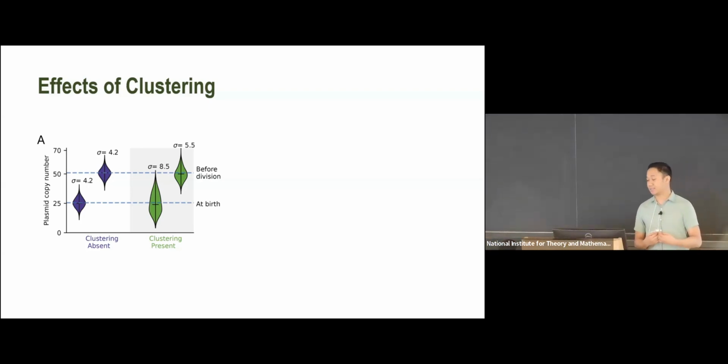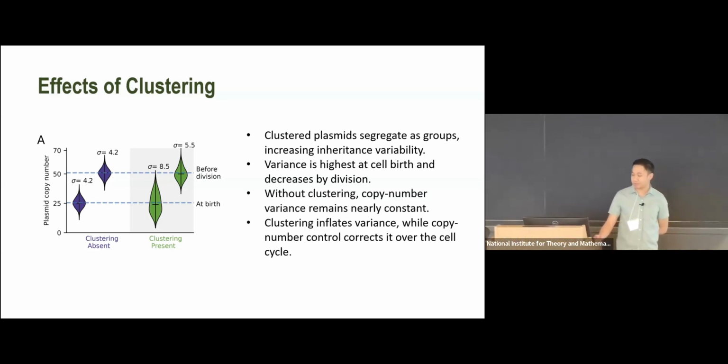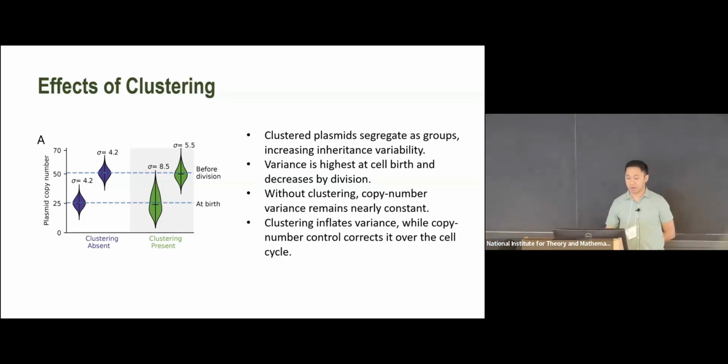And as the cell cycle continues, this variance is actually corrected, and this variance becomes smaller in time. So here you see that in the second column of the figure. So clustered plasmids segregate as groups, which increases this variability that you would see in the green panel. And without clustering, copy number variance becomes nearly constant. You would see there in the purple. And clustering inflates variance, while copy number control corrects it over the cell cycle. That's number one.